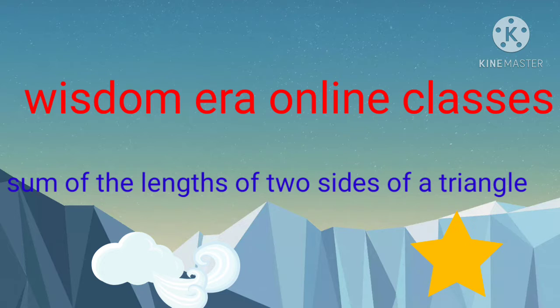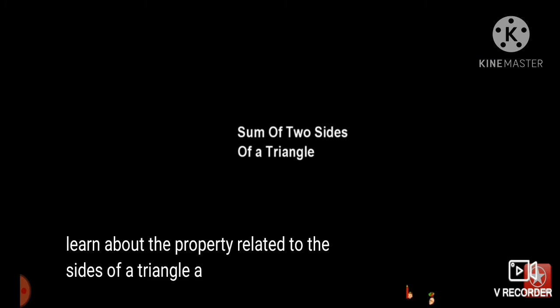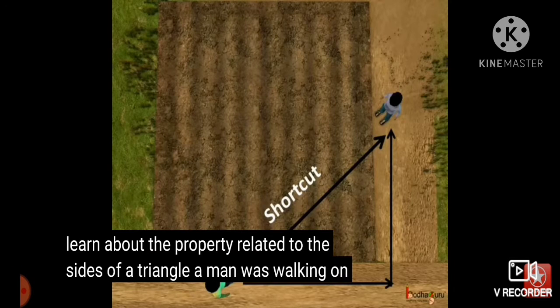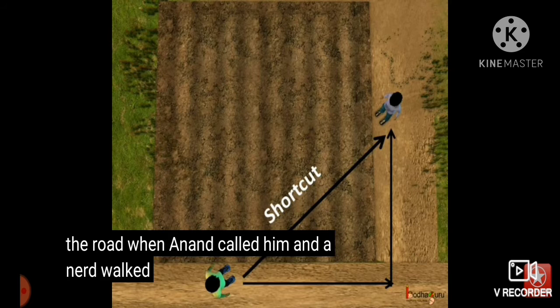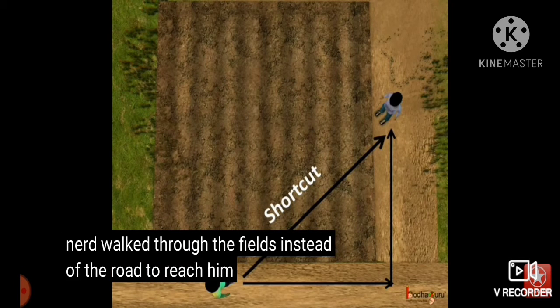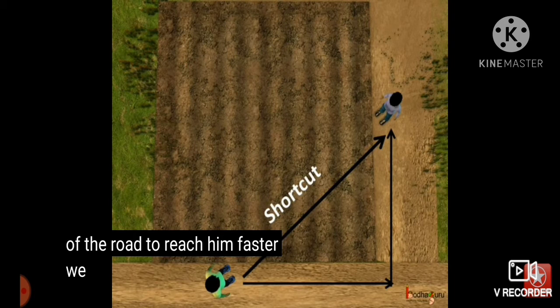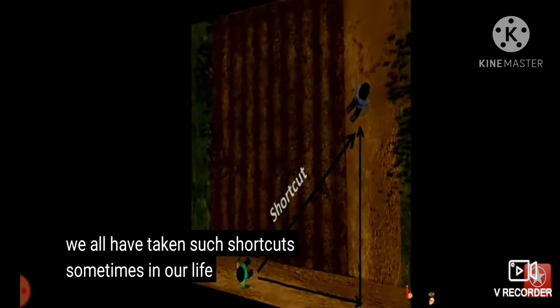Let's move with another property here. So, learn about the property related to the sides of the triangle. A man was walking on the road when Anand called him, and he walked through the field instead of the road to reach him faster. We have all taken such shortcuts sometimes in our life.